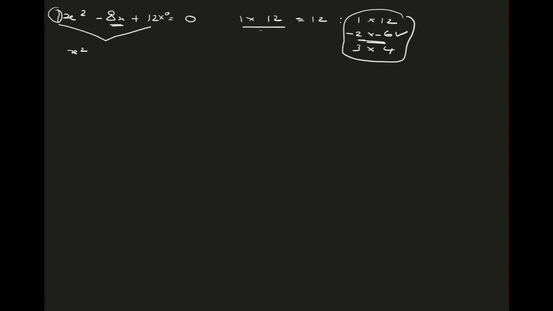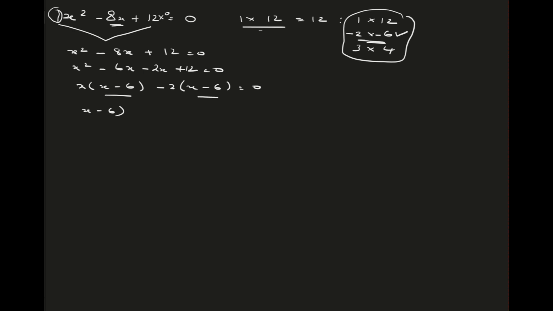So again we write this down in full before we break it down. We write down the original equation. Now we have x squared, and we break this down into 6x and 2x plus 12 equal to 0, like that. Then we factor x out here, minus 6, minus 2. Then we factor out minus 2 here. Then we get x minus 6 equal to 0. Now this is common, so we factor it out. Then here we have x minus 2.